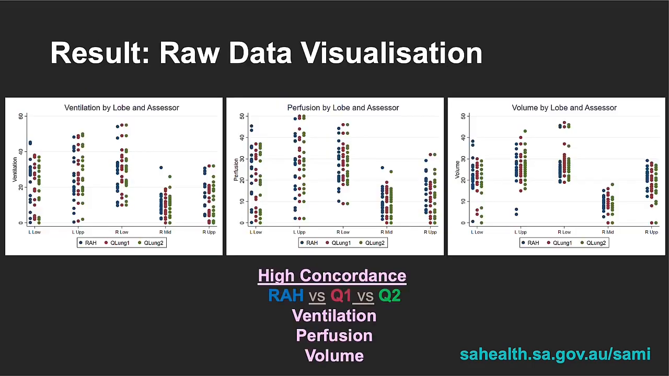Here are the raw results at a glance. Ventilation on the left, perfusion in the center, volume on the right. Each graph shows the percentage of each of the 5 lobes as per analysis by me in blue, Q1 in red, Q2 in green. The spread of results between the three analyses for the three parameters visually appears concordant.